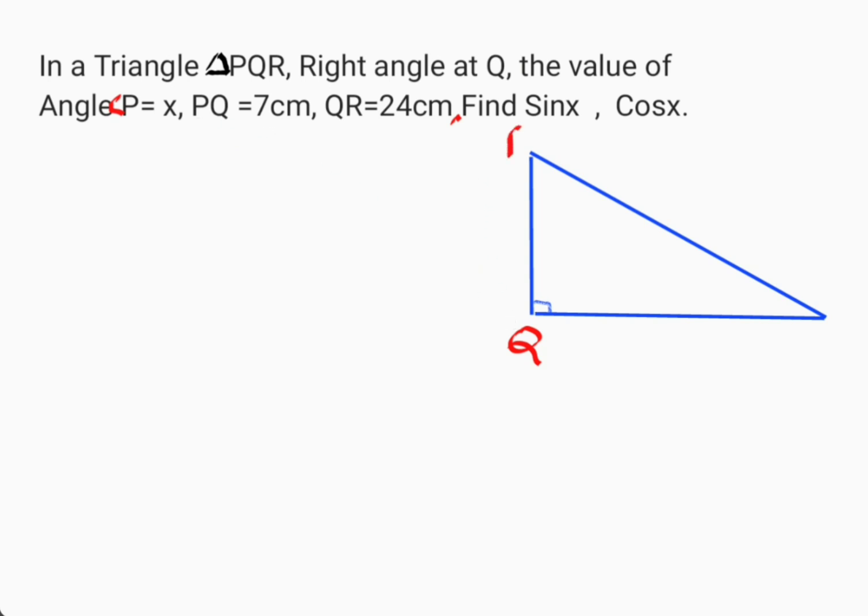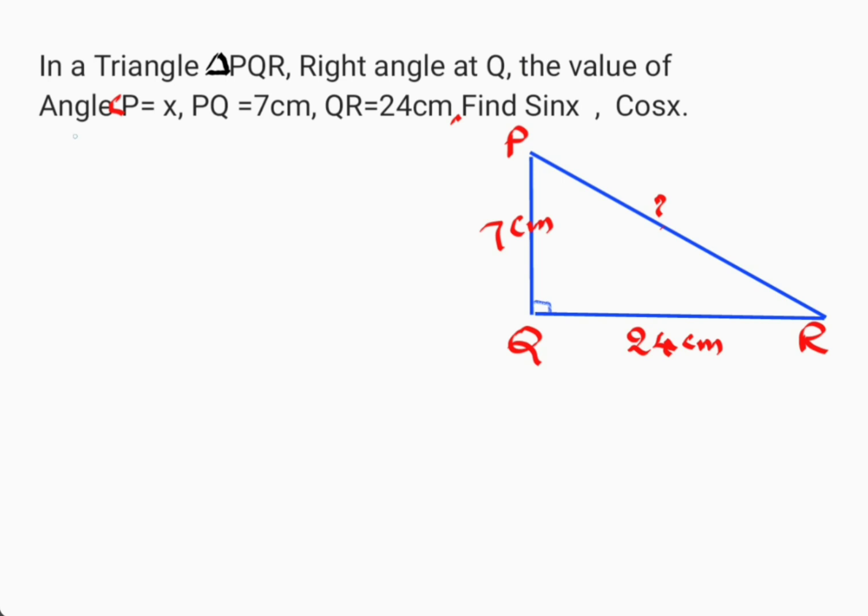So this is PQ, 7 centimeters. QR is equal to 24 centimeters. Hypotenuse, we need to find this hypotenuse.